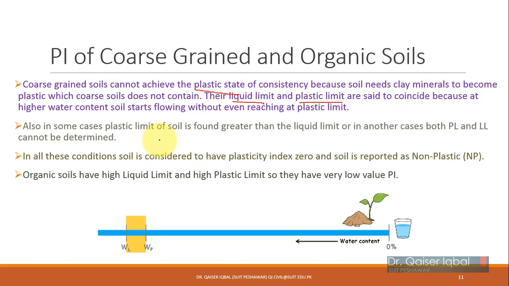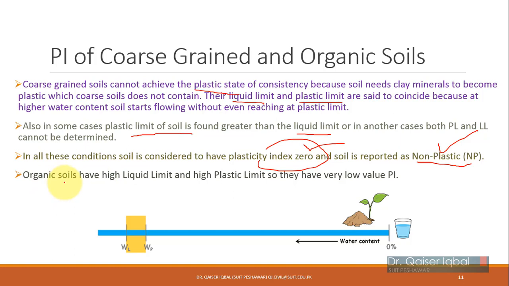Also, in some special cases, the plastic limit of the soil may be found to be greater than the liquid limit. So in all these conditions, if your PI value is equal to zero or negative, the soil will have to be considered as non-plastic and the PI will be considered as zero. Okay, so we will not take a minus value of PI, we will only take it as zero or greater than 1. So if the value is equal to 0 or less than 1, then it will indicate that the soil is non-plastic and its PI is equal to 0.